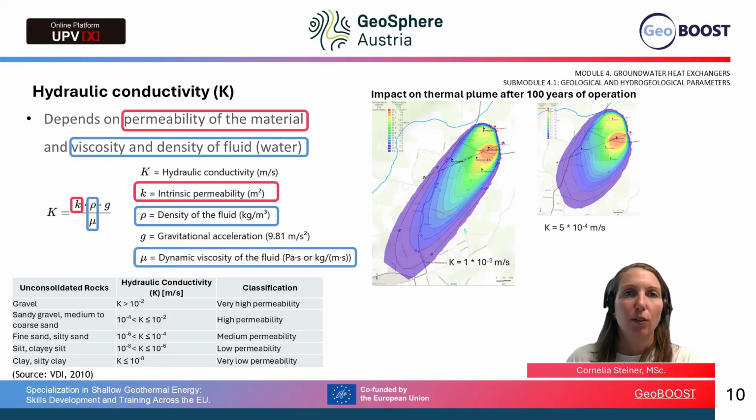If you have a low hydraulic conductivity, the area covered by this thermal plume is smaller. Because heat is dissipated slower, this is good for the downstream users, but it enhances the probability for a short cut between the extraction and the injection well.